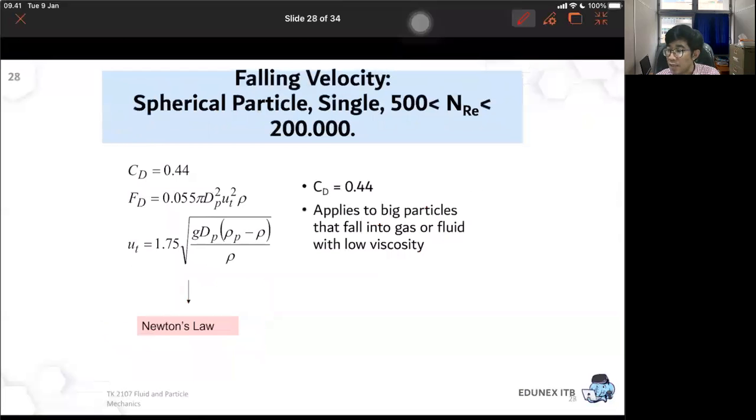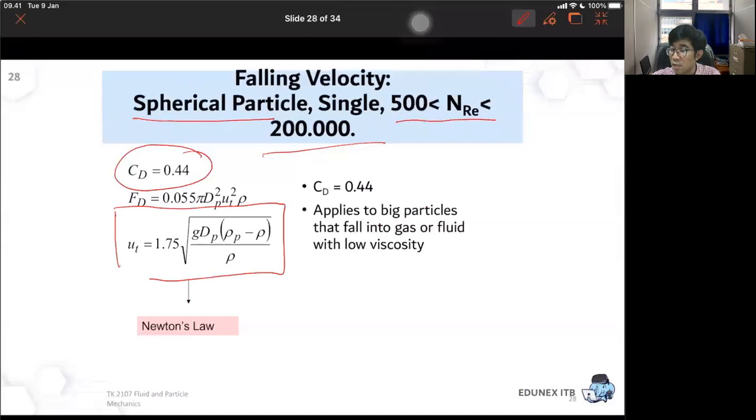Okay, and then for a certain area, for example, 500 until 200,000 for spherical, we already know the value of the CD is constant at around 0.44. Then this one, you can just put into the equation. Then you can use this formula for calculating the terminal velocity.